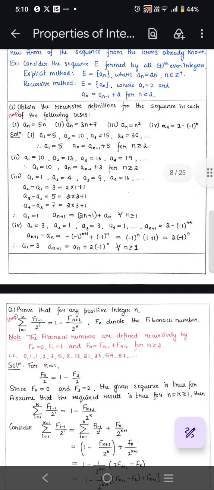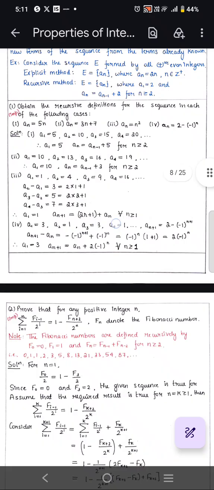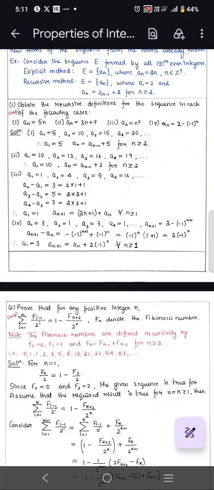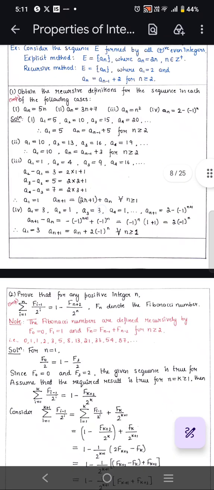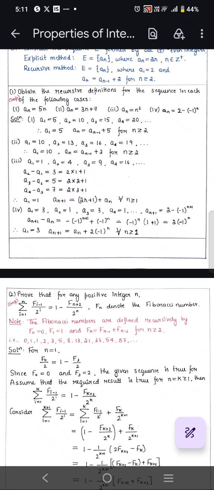So now obtain the recursive definitions of the sequence in each of the following cases. an equals 5n. an minus 1 plus 5, that will give you an. First we consider a1, a2, a3, then we analyze how much it is increasing or decreasing. Then we form the recursive definitions. a1 is 5, a2 is 10, a3 is 15, a4 is 20, and so on. Since a1 is 5, an will be equal to an minus 1 plus 5.